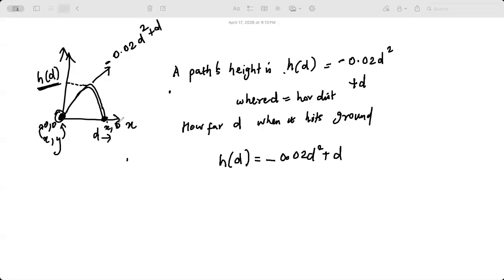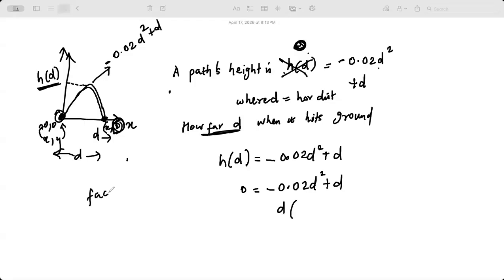X we don't know. There is some x, right? They are asking how far is d. That is the d traveled. We don't know the x value of the coordinate. They are asking for the x coordinate, right? We clearly know we have to equate y, that means h, to 0 and find out the d value. Would you be able to factorize this? Can you take d common?